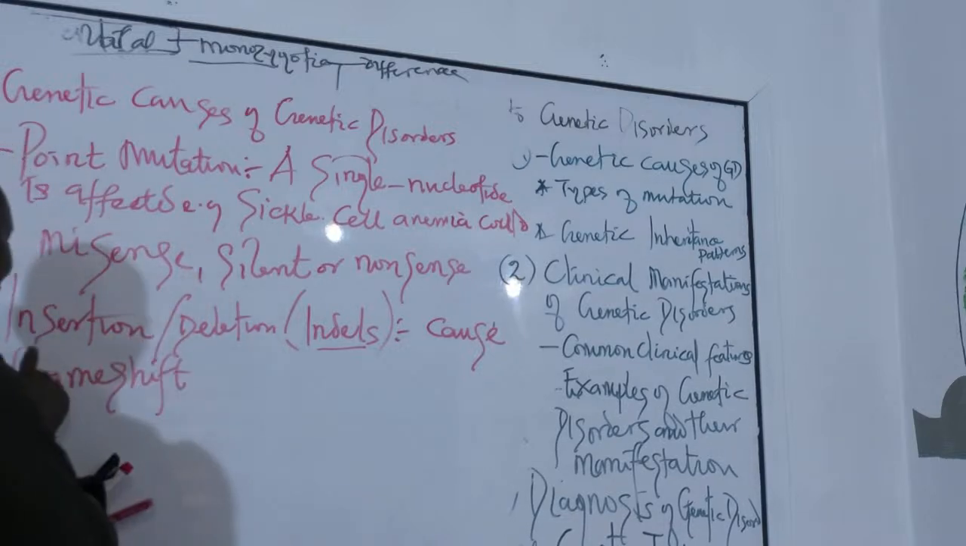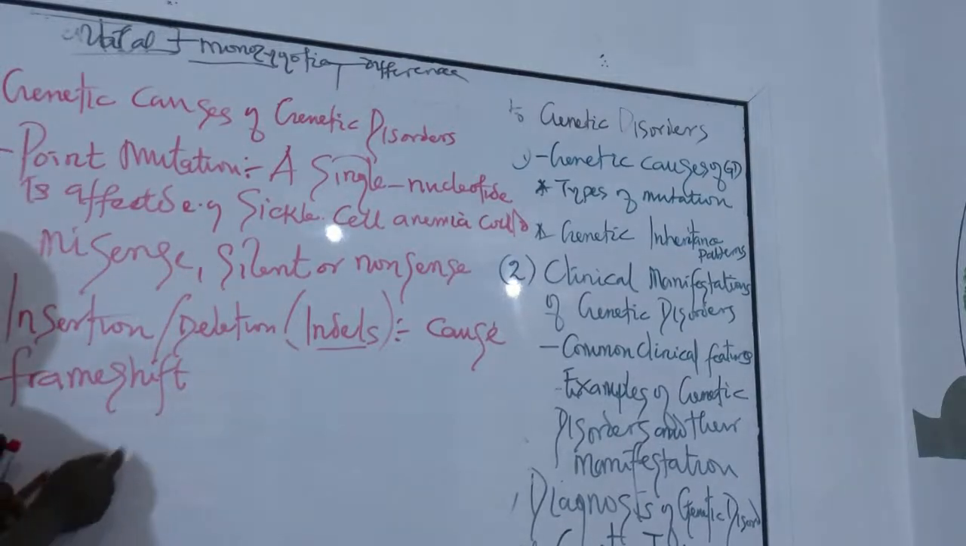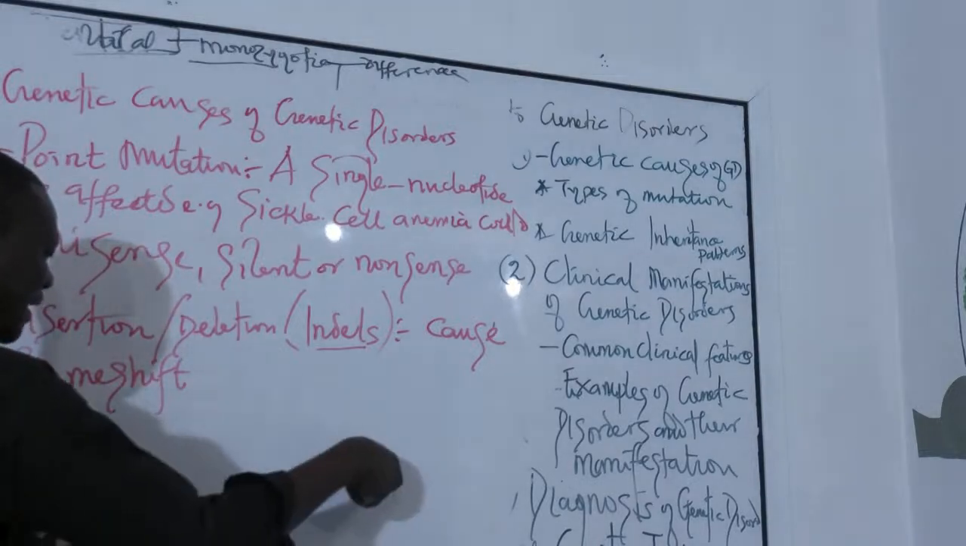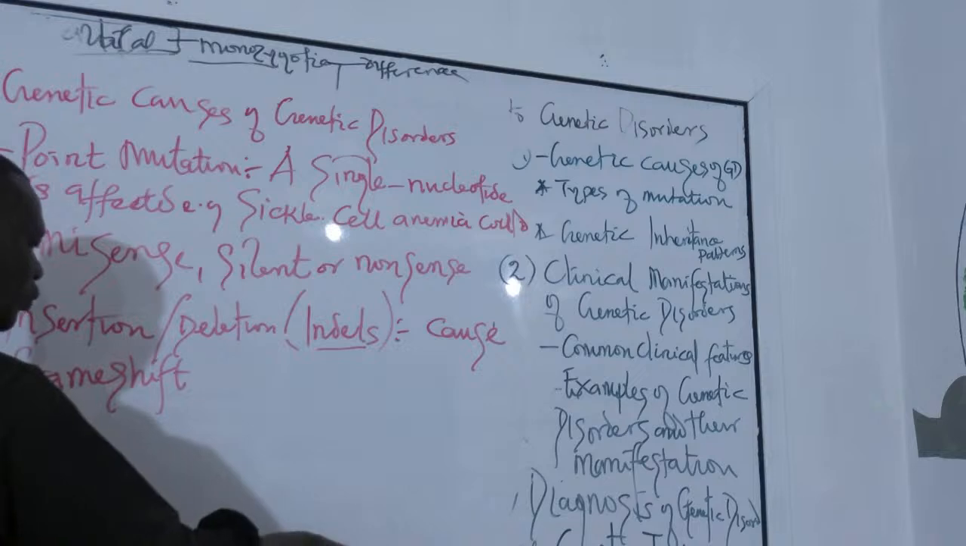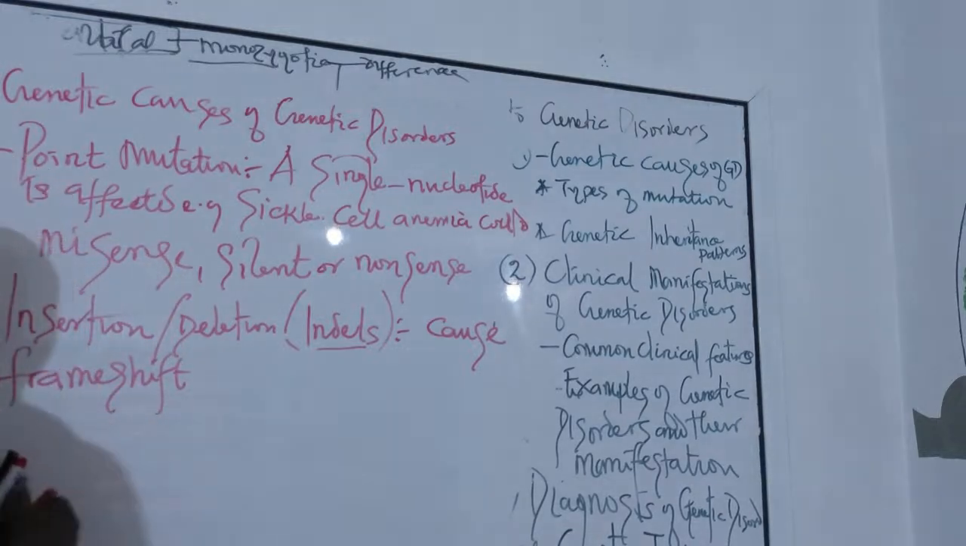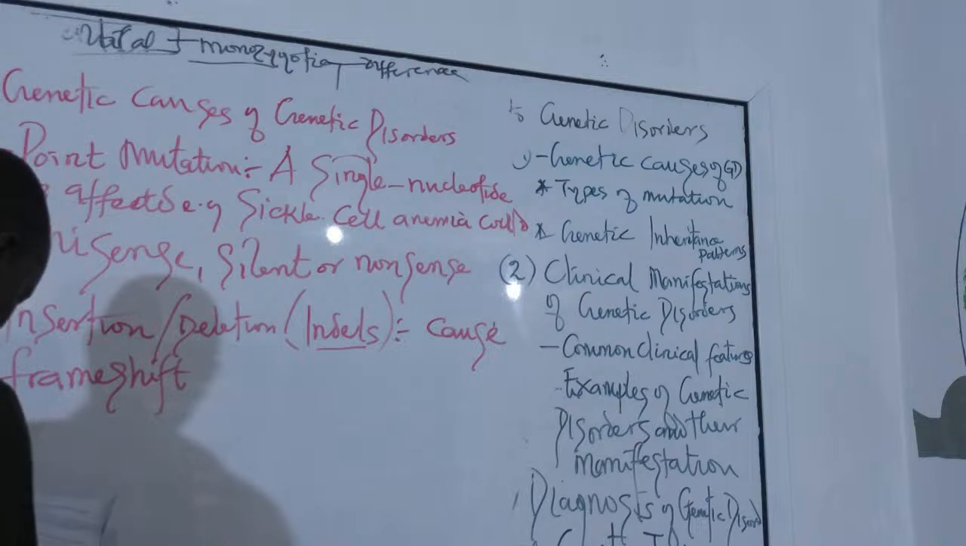So if there's an insertion or deletion, that will result in what is called a frameshift. That means that the transfer RNA will now jump over. We jump over. That is why they call it a frameshift. We are going to see a case study of this as we go on.